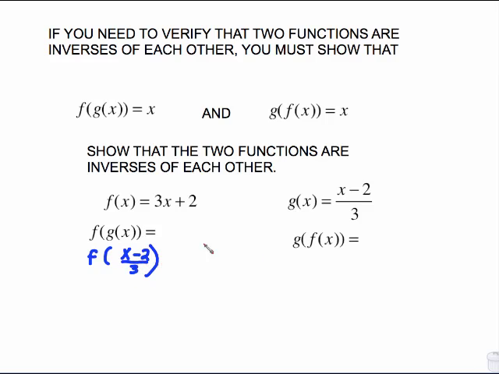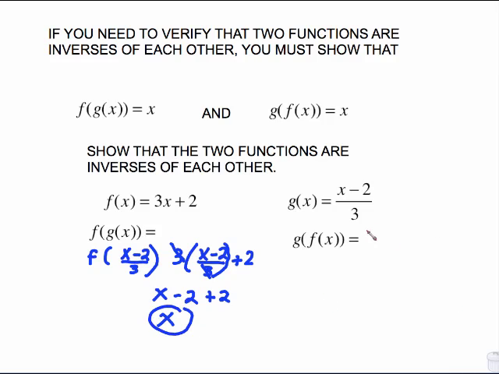F of that means for me to plug this in for that x. So this is going to be 3 times x minus 2 over 3 plus 2. The 3 times this, the 3's are going to cancel, and we get x minus 2 plus 2. The negative 2 and the positive 2 cancel, and we really do get x. That's only half of the story. We've got to go the other direction.